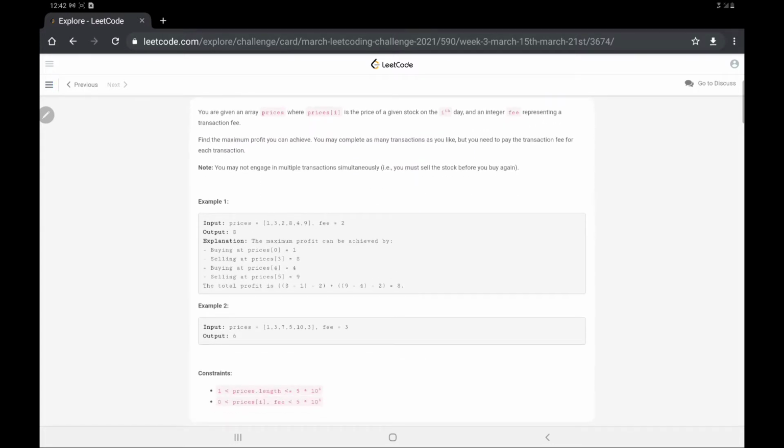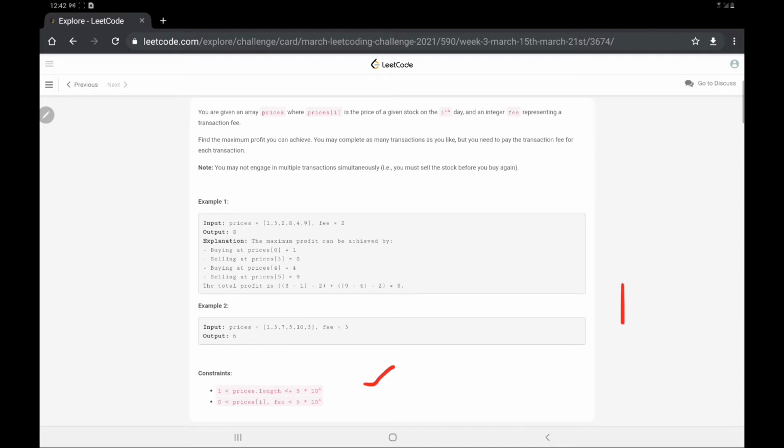The constraints given to us are that the prices length can be up to 5 times 10 to the power 4, and the fee would be in the range 0 to 5 times 10 to the power 4. Fees would be greater than 0, as well as the prices on any day. All right, so let's see the approach.